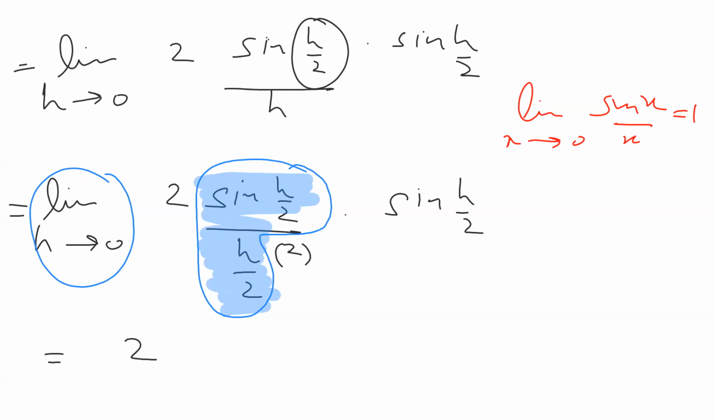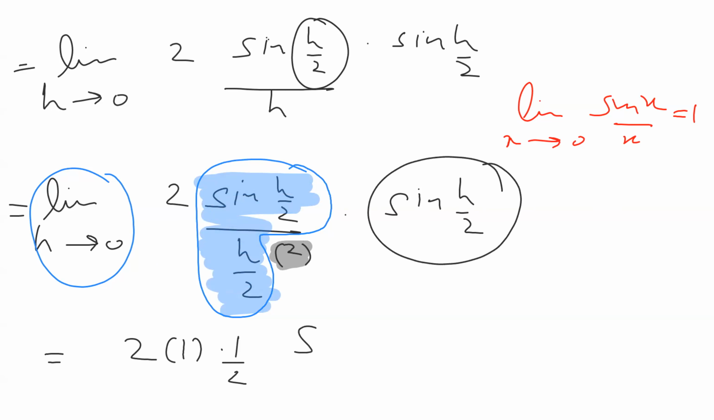This blue colored part, the answer is 1, into 1 upon 2. How this 1 upon 2 appears over here is this 2. And here for this sine h by 2, just put the value of h as 0. So this is what we got. Now this 2 and 2 will get cancelled. So this is equal to sine 0. So the answer is 0 for this particular problem. Fine.